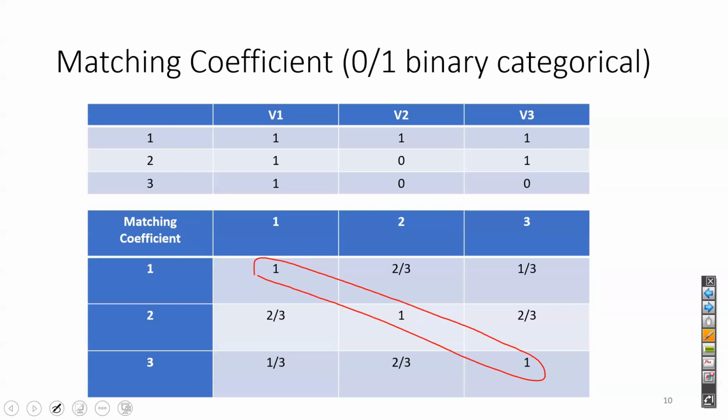How do I get 2/3 when I compare 1 and 2? Let's say I want to compare 1 and 2. I get a match here, I don't get a match here, and I get a match here. So how many matching variables do I have? 2. How many variables do I have? 3. So 2 divided by 3. That's how I get the answers, right? So I basically complete the table, and I will be able to tell which two observations are close together based on the matching coefficients.